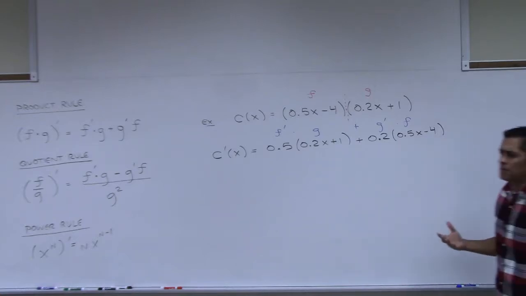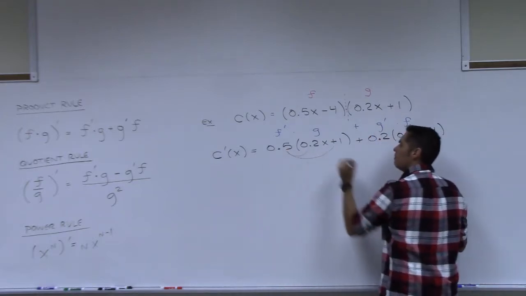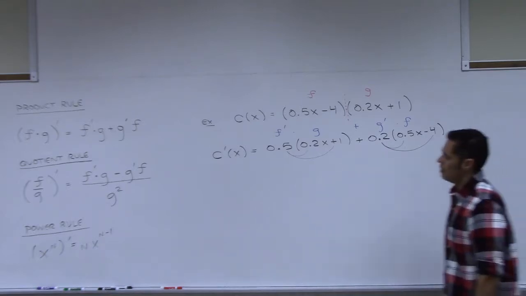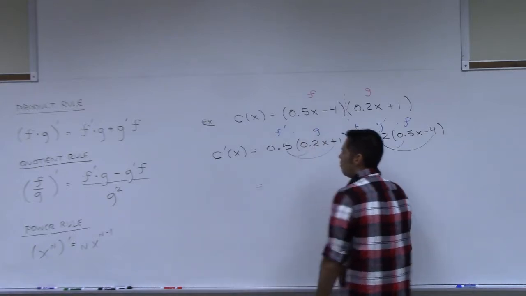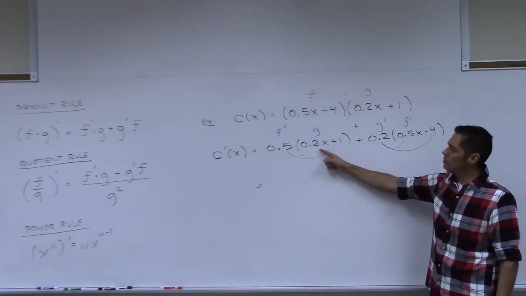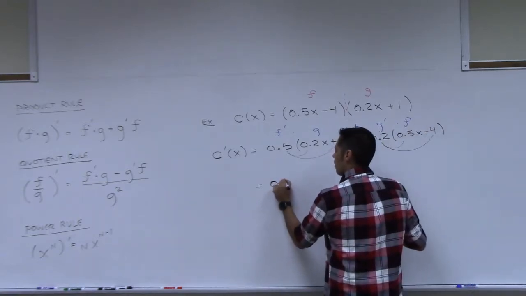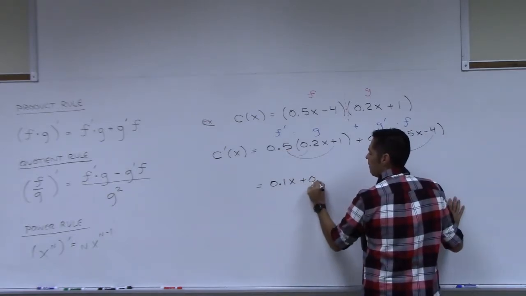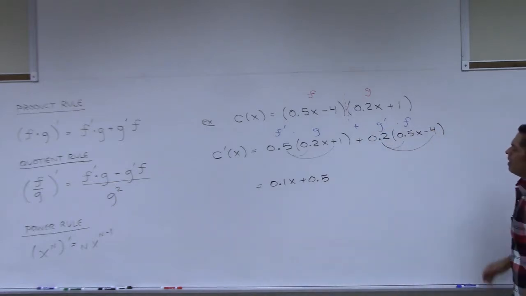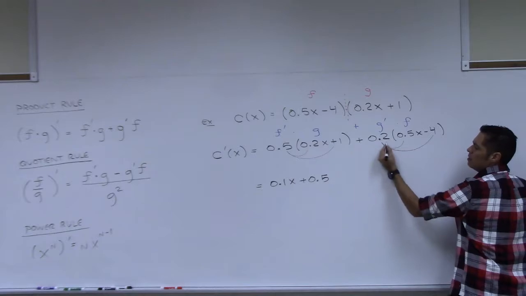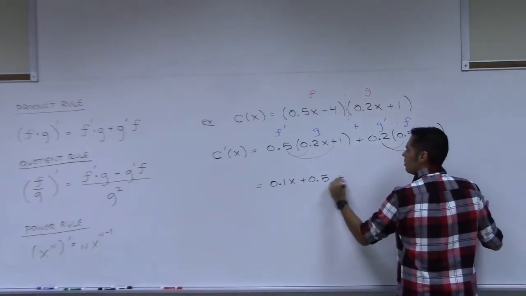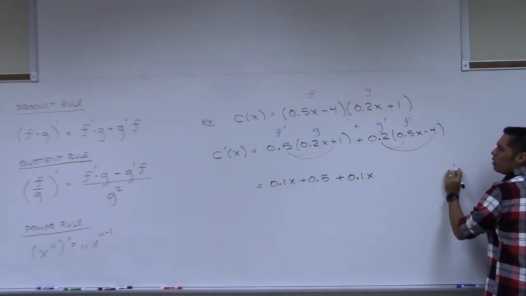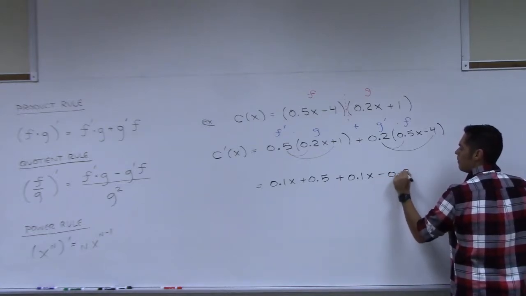And now the final step is just to clean this up. So I'll distribute this through. And let's see what we get. So what is 0.5 times 0.2x? 0.1x. And then 0.5 times 1 should just give you 0.5. Or you can say .5, it's the same thing. And then this times this is going to give you another 0.1x. So plus, don't forget the plus, 0.1x. And then 0.2 times negative 4 is going to give you negative 0.8.